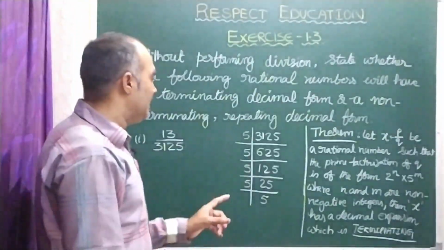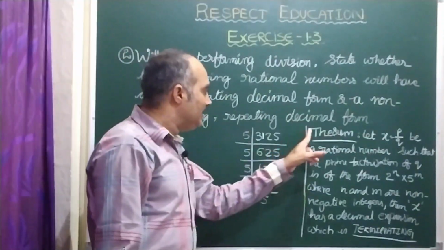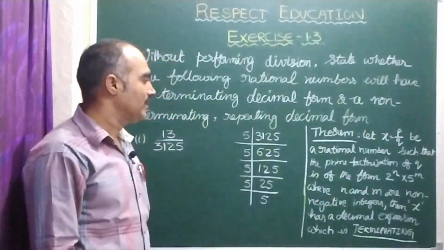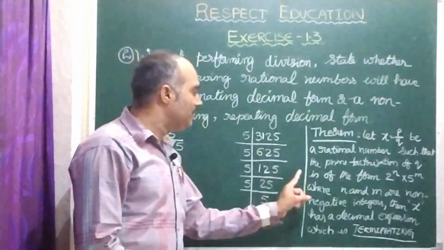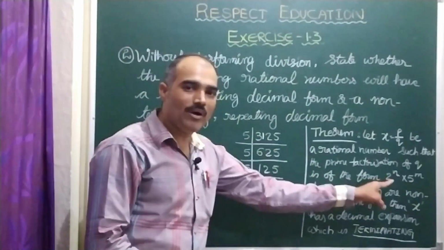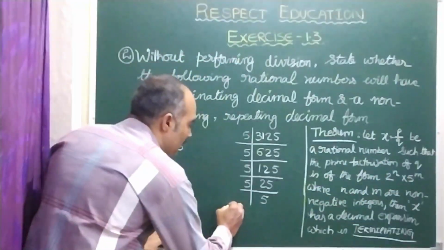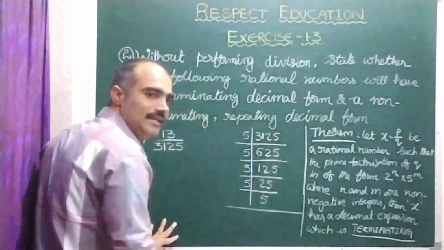Right? Here in this theorem, one more corollary is also there, children. The thing is that if it is of the form 2 power n into 5 power m, or, see here children, some exceptional cases are also there.